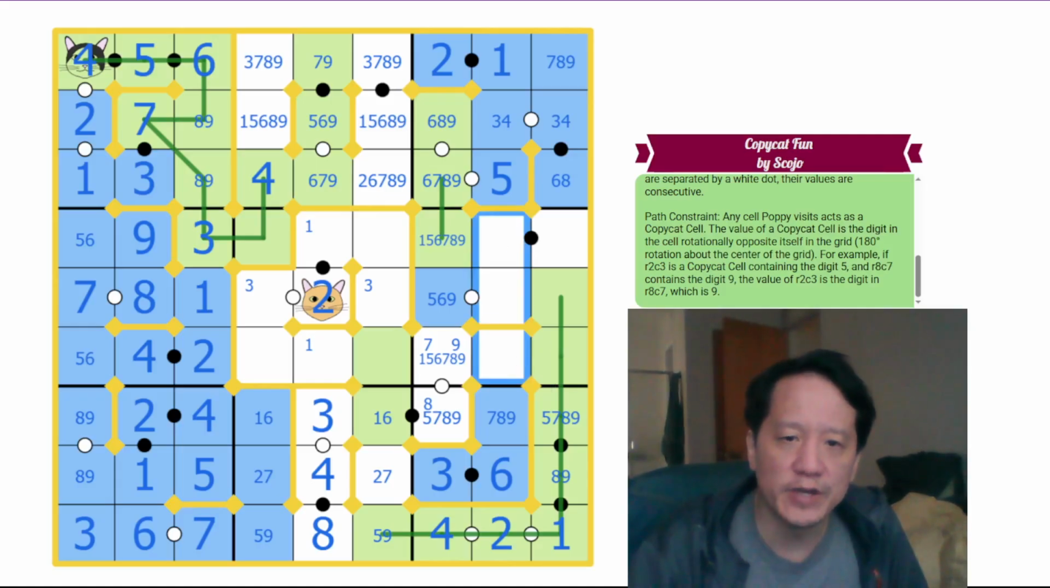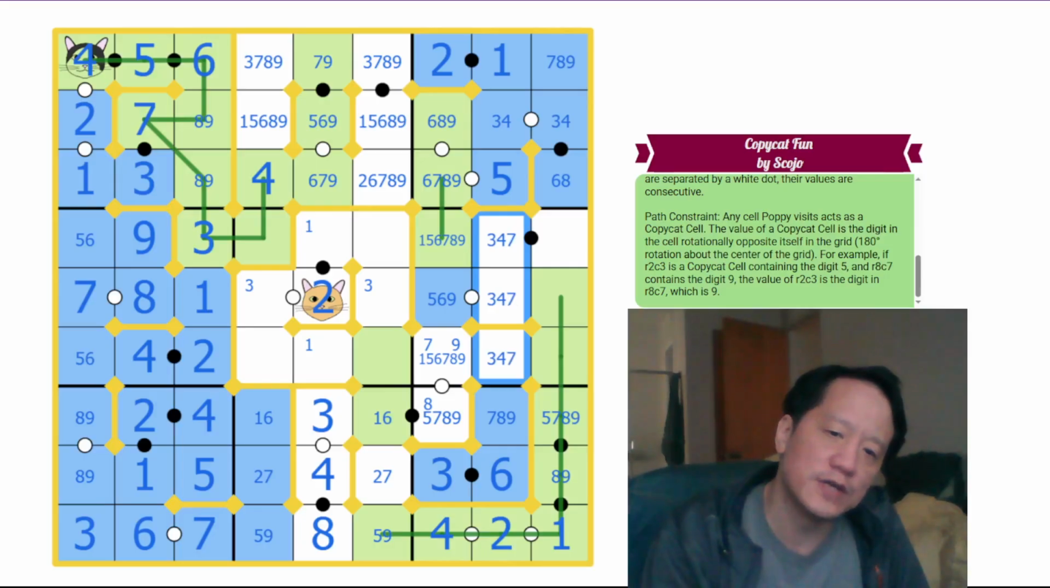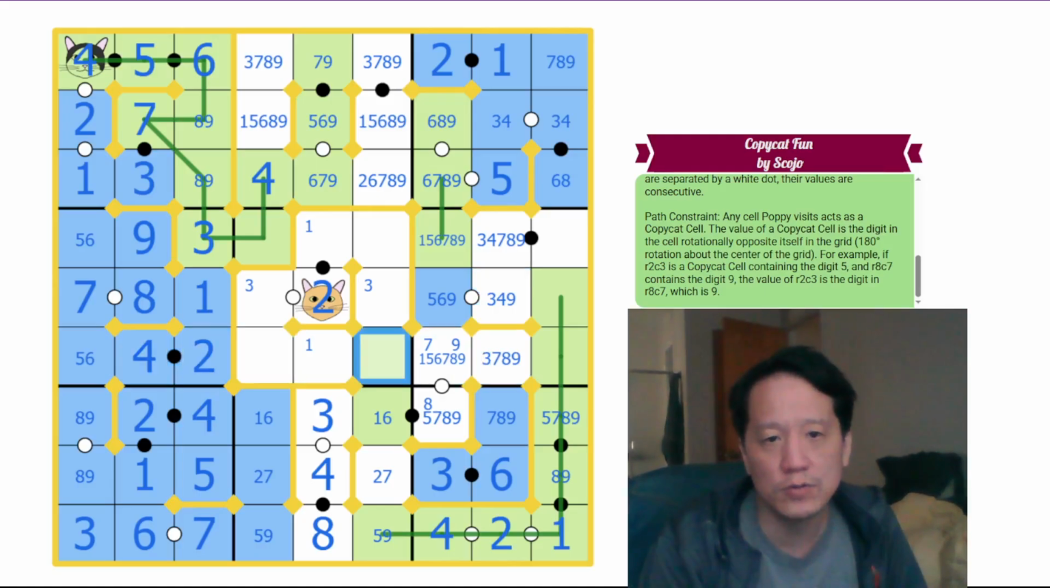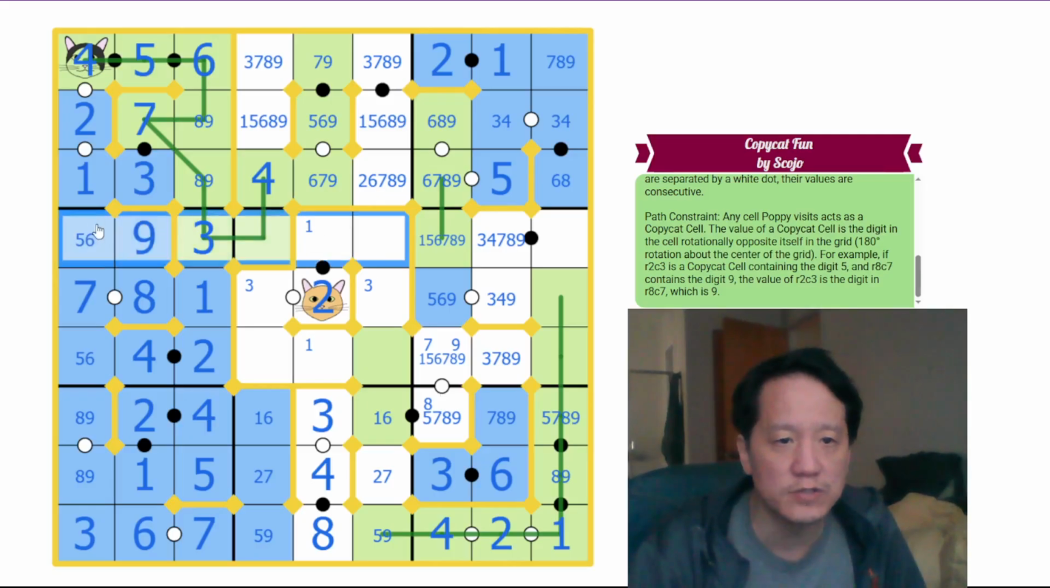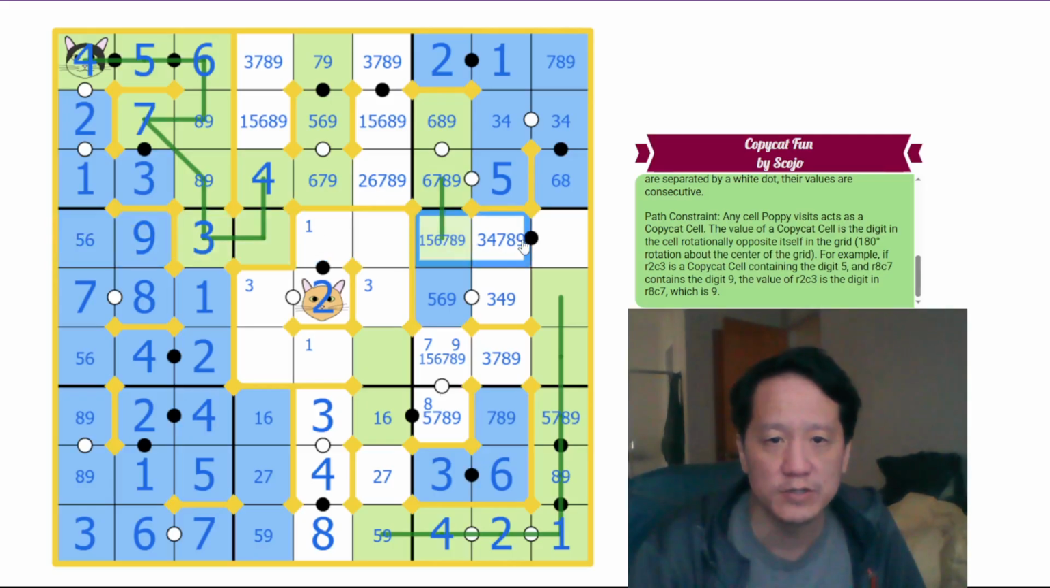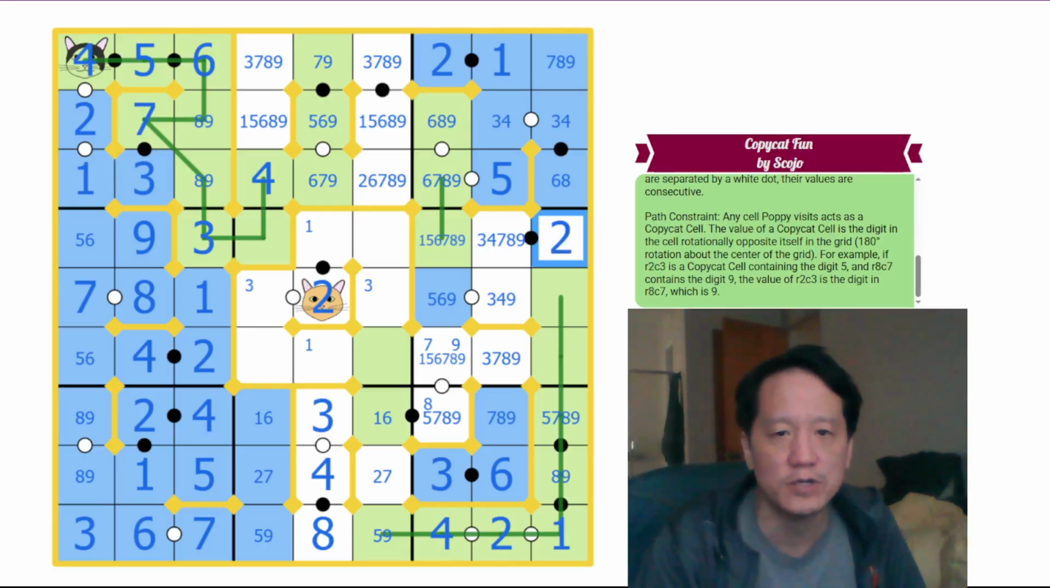Remaining digits in column 8. We have 3, 4, 7, 8, 9. No 7 or 8 here. No 4 here because of 4 in the row. So we need a 2 somewhere in row 4. Can't be here because of 2s in the boxes. Can't be here because of 2s in the column. So this must be 2 here.